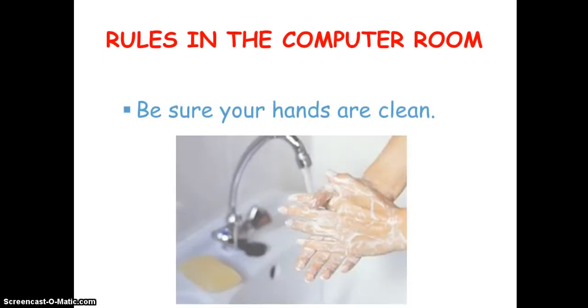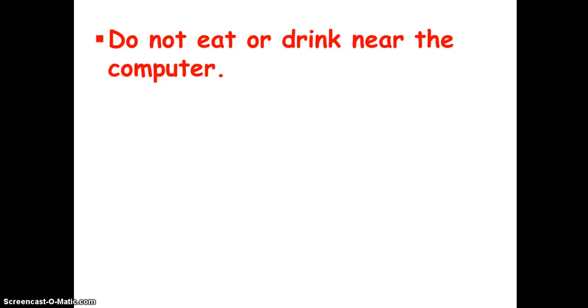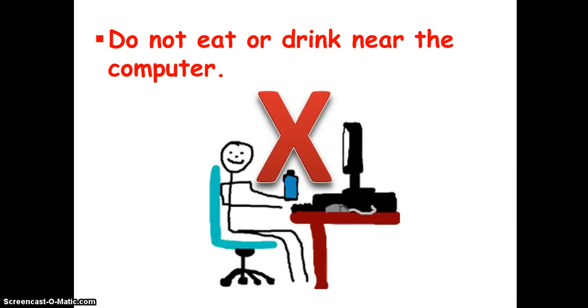Now let's quickly look at some rules in the computer room. Now in the computer room, you need to be sure that your hands are clean before you handle the computer. You need to ensure that your hands are clean of any form of dirt, oil, and so on. The second rule, do not eat or drink near the computer. Whenever you come to the ICT room, you are not allowed to eat or drink so that you don't spill any form of liquid on the computer.